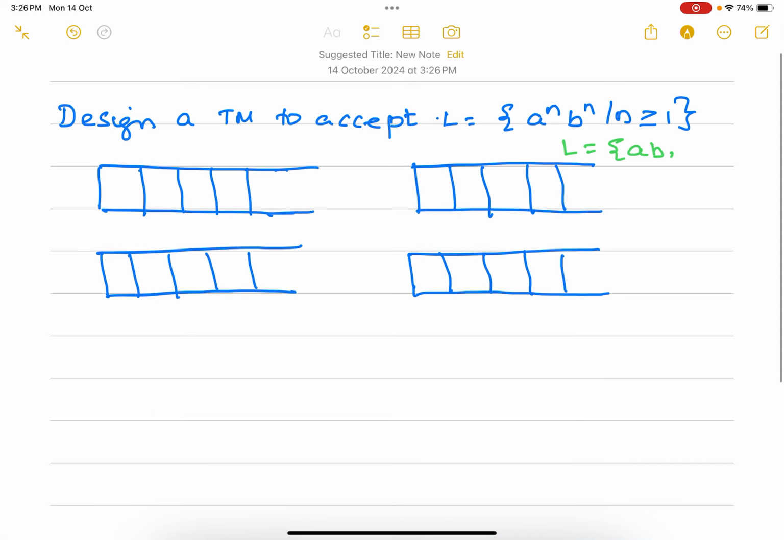ab, and if n takes the value 2, aabb. So it will have an equal number of a's and b's, and all a's should precede all b's. Now we have to make sure that for every a there is one matching b. Let me take an example and explain this. Let me take a string aabb belonging to this language. Now what logic are we going to use?